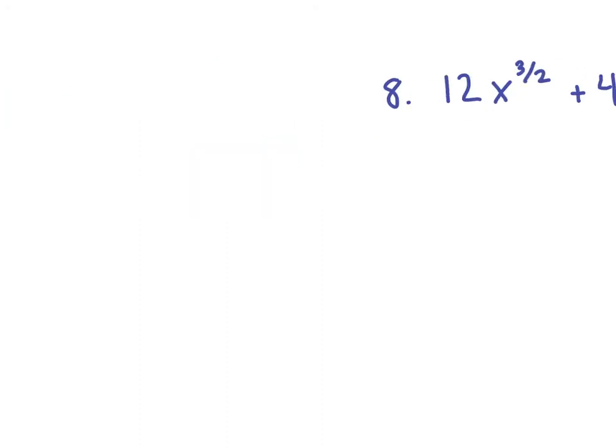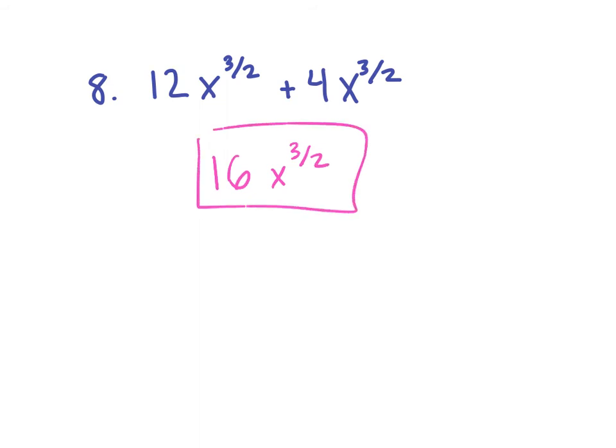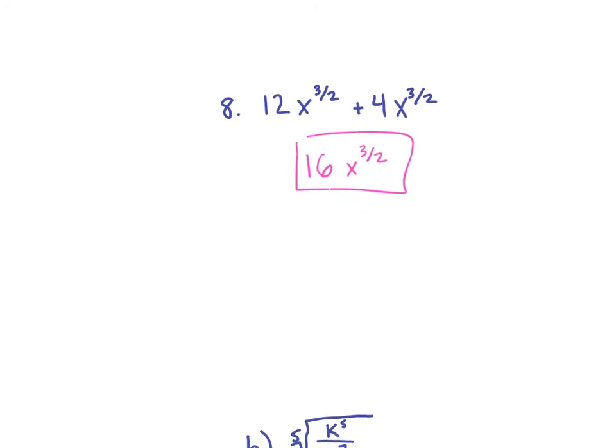All right, number 8. How can we add these together? What comes after? X and 3 halves. 16x to the 3 halves power. So if we had 12 apples plus 4 apples, that would just be 16 apples. Any questions?